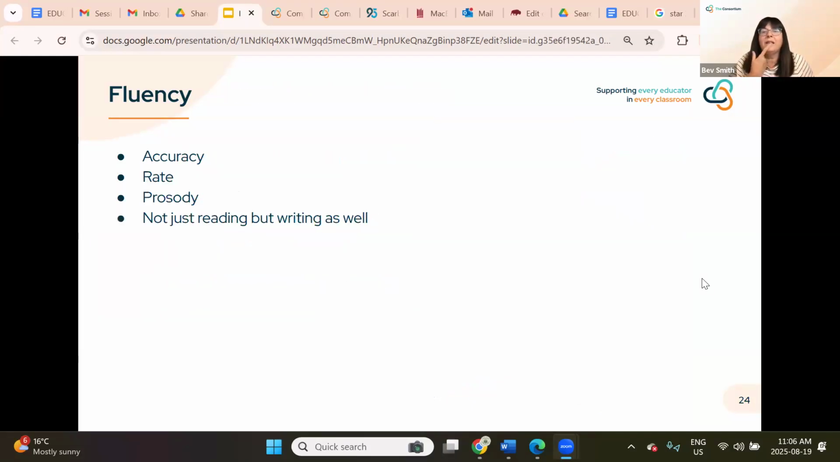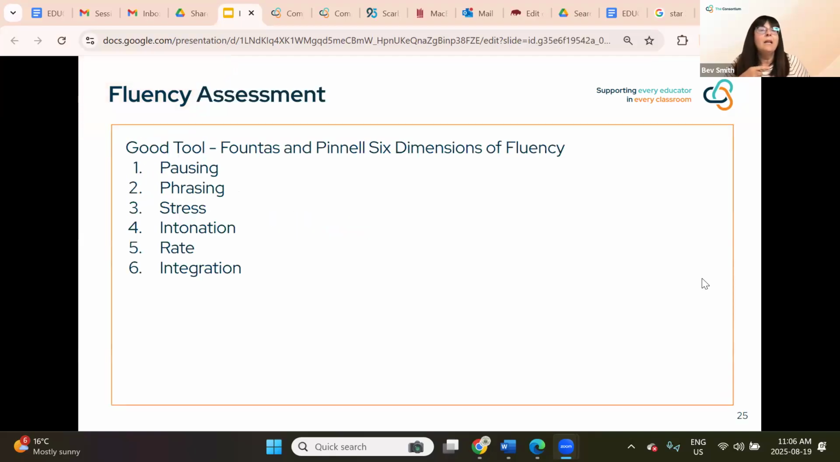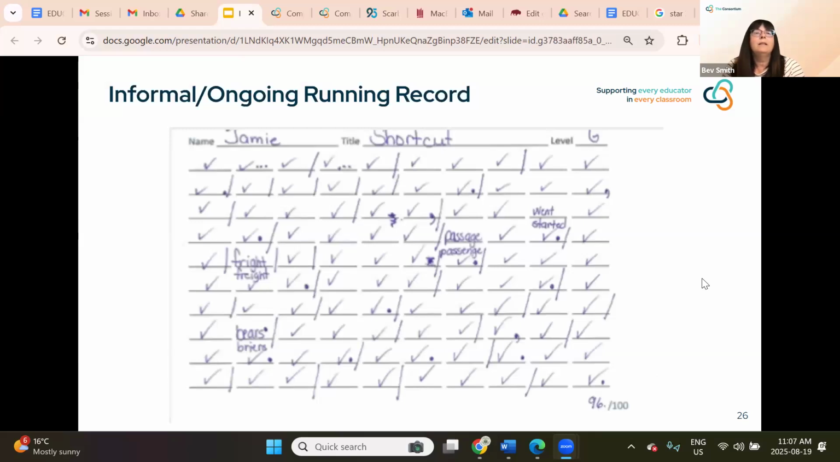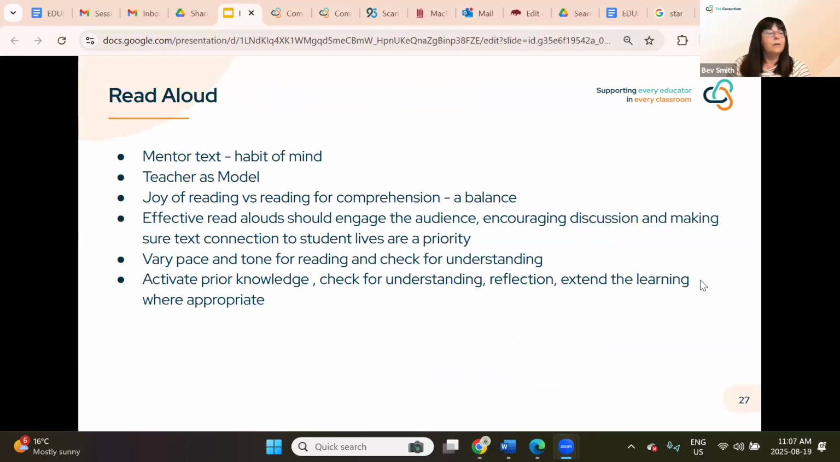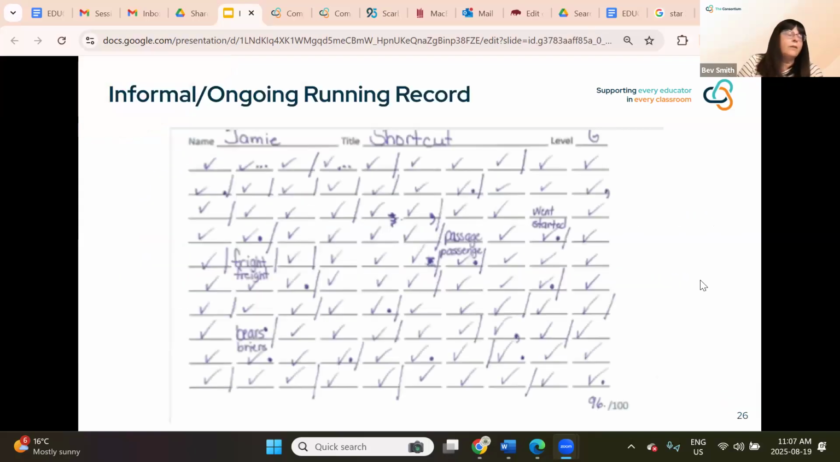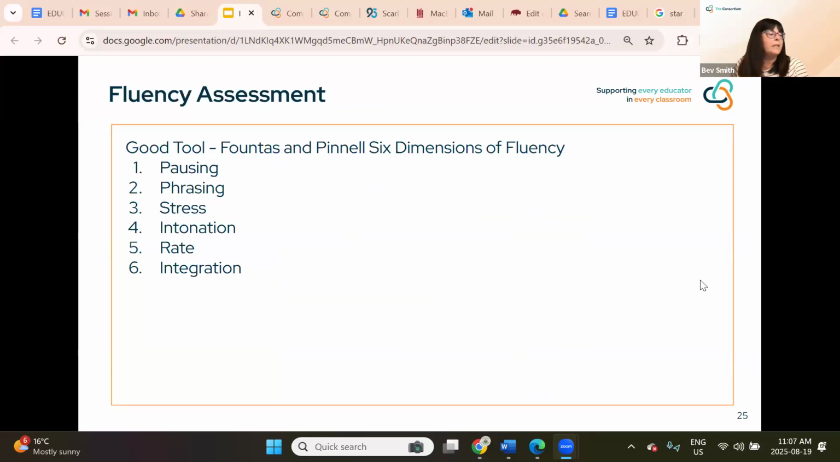I'm going to talk just a moment about accuracy. When we're talking about accuracy in fluency, how accurate are they when they're reading words aloud? Our rate again is the proper rate, and then our prosody is using the intonation and all those pieces.